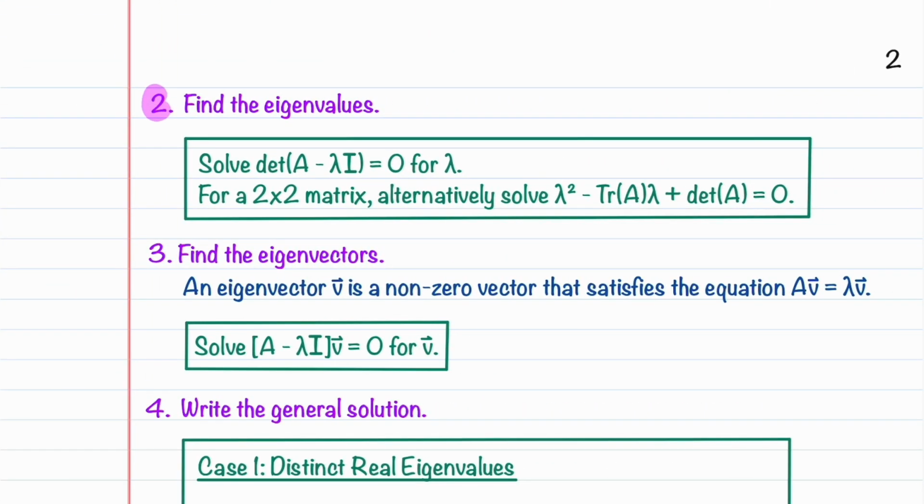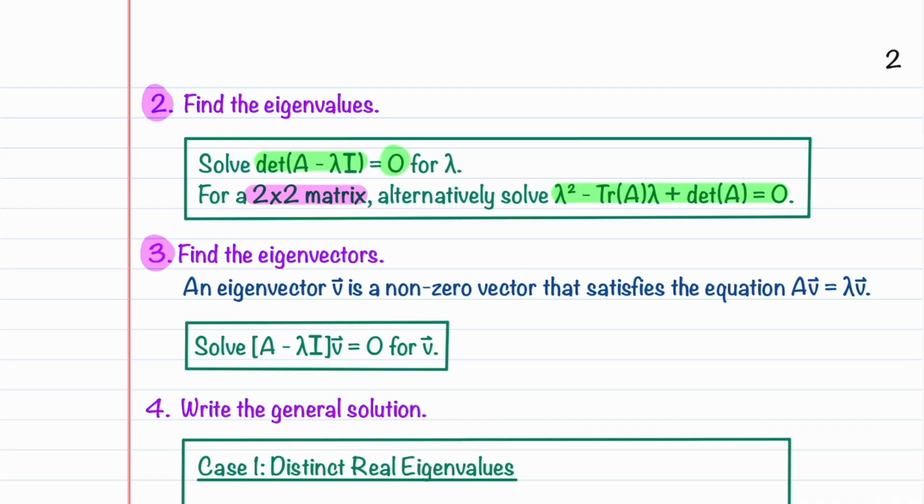The second step that we need to follow to find our solution x is to find the eigenvalues. To do that, we are going to solve the equation determinant of A minus lambda I equals 0 for lambda. If A is a 2x2 matrix, like the one we're working with, alternatively, you can solve the equation lambda squared minus the trace of A times lambda plus the determinant of A equals 0. The trace of A is just when you add up the main diagonal elements in matrix A.